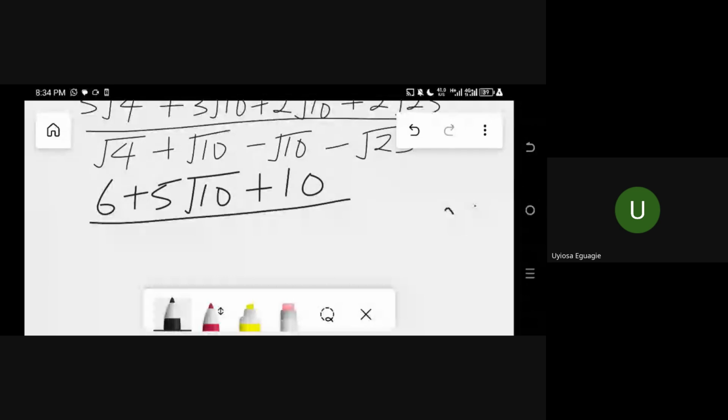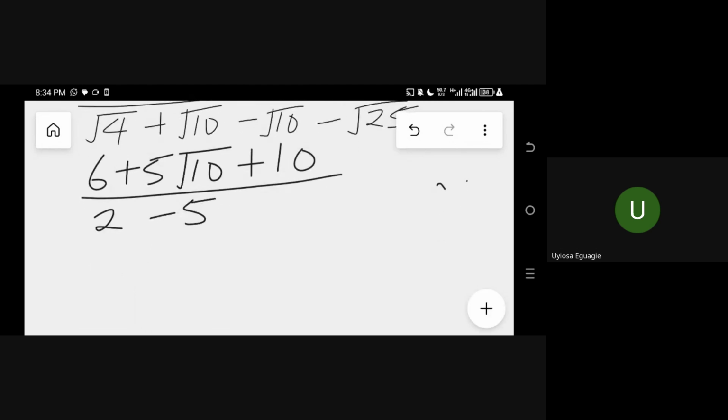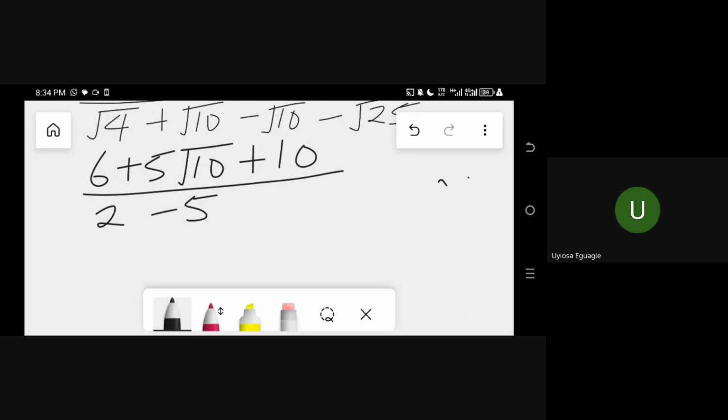So at the bottom, we have square root of 4 is 2. Then plus root 10 minus root 10, that would be 0. Then we have minus square root of 25, which is 5. So I think your numerator is correct. We have 6 plus 10 to be 16, plus 5 root 10. 16 plus 5 root 10.